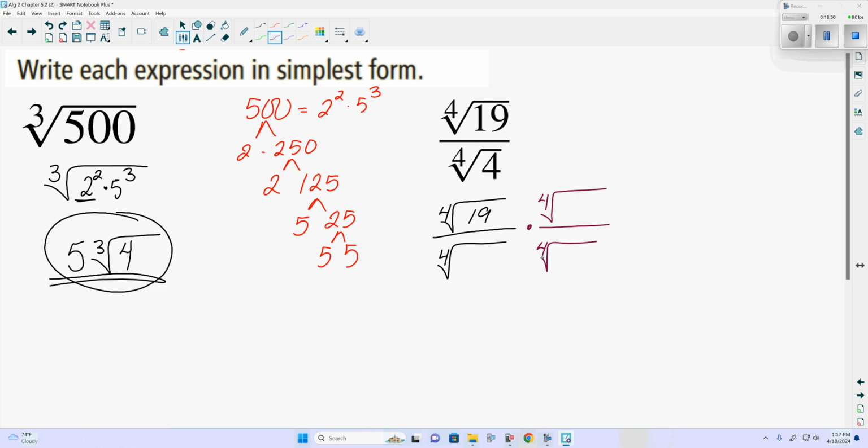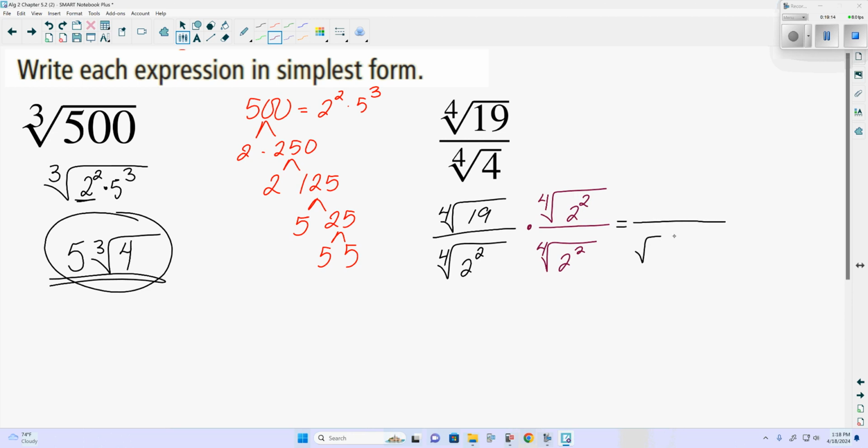Because can we rewrite 4 as a number to a power? And it is. We can rewrite 4 as 2 squared, because 2 squared is indeed 4. We feel comfortable with saying that there. How many 2's am I missing? 2. So we can multiply the top and bottom by 2 squared.